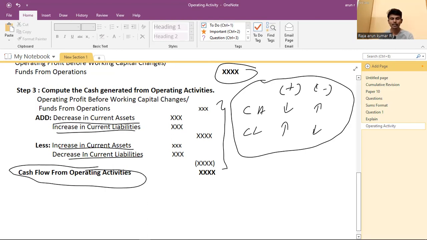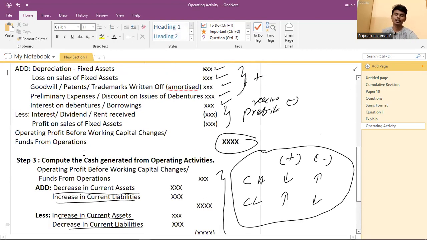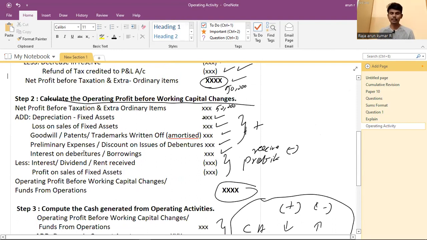Simple. We follow the 3 steps, and the third step is working capital changes, and the second step is, if there is a profit or loss on fixed assets, loss means add it, profit means less it. Non-cash items of expenses like depreciation of fixed assets, interest on debentures and borrowings, preliminary expenses, and amortization like goodwill, patent rights, trademark, write-offs, we add it. And indirect income like interest, dividend, rent receipts, we less it. And profit on sale of fixed asset, we less it in step number 2.